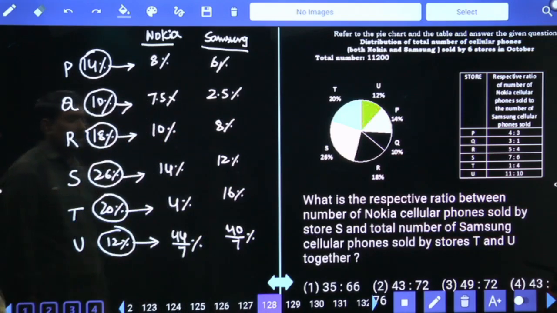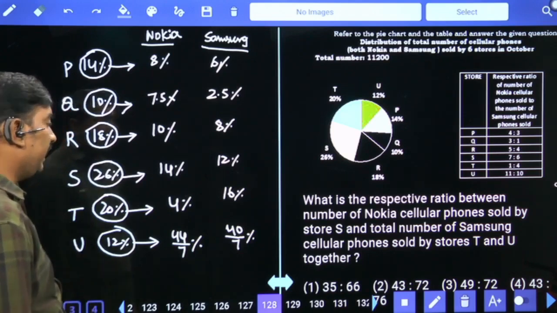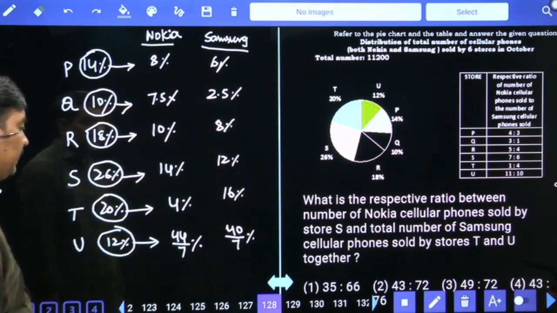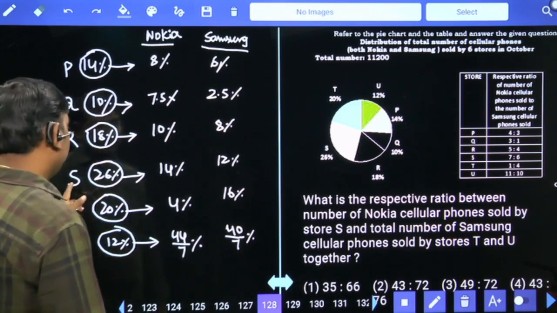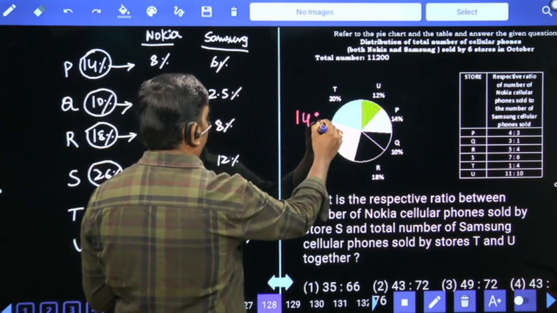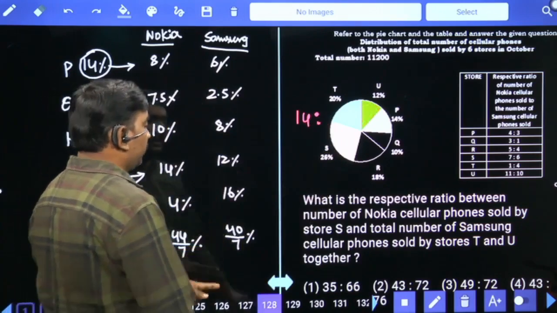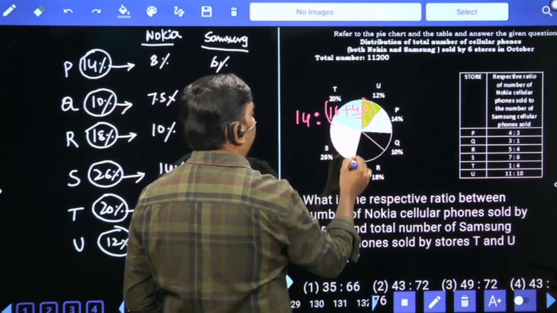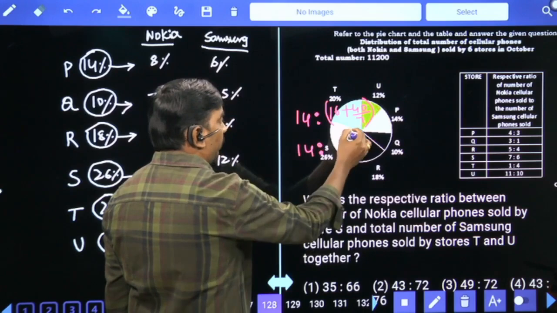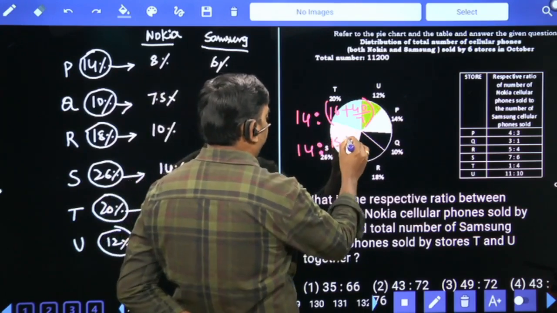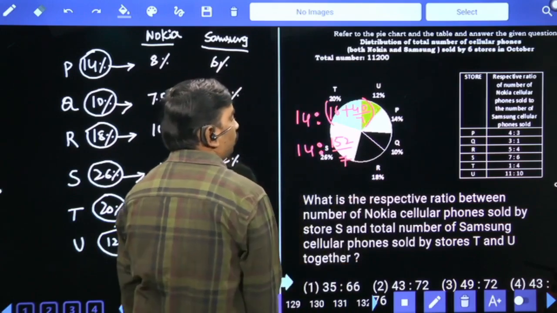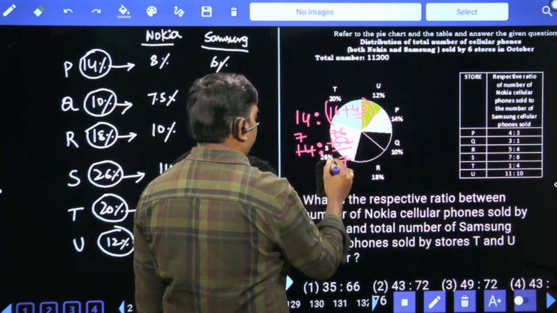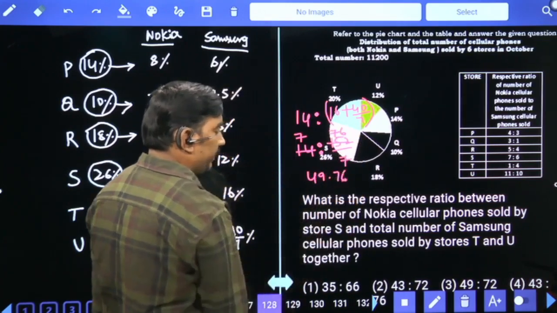What is the respective ratio between number of Nokia cellular phones sold by store S 14%, and number of Samsung cellular phones sold by stores T and U together? Store S 14%, Samsung T and U, 16 plus 40 by 7. 14 is to 7 16s are 112 plus 40, 152 by 7. So the ratio is 49 is to 76.